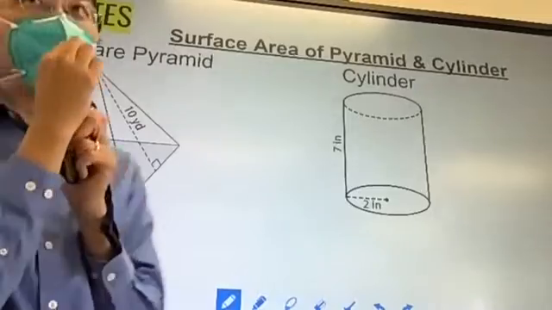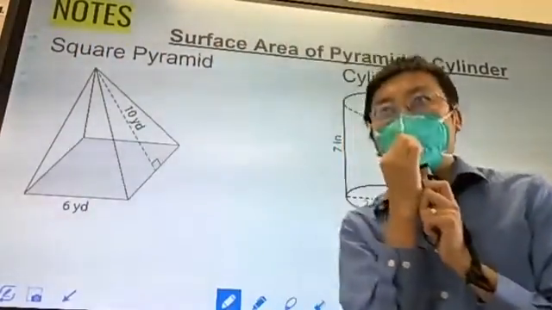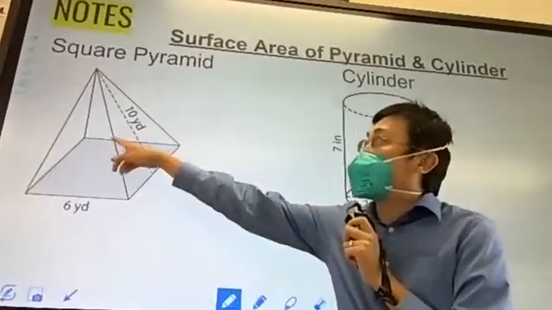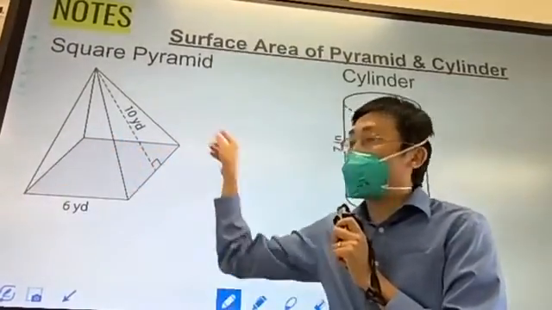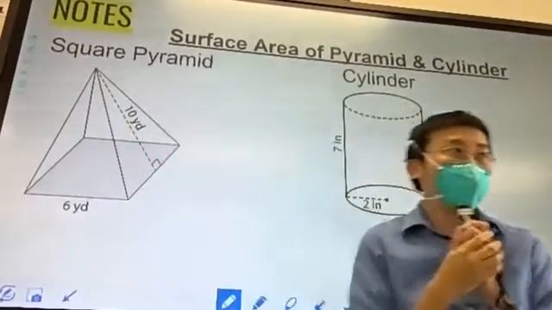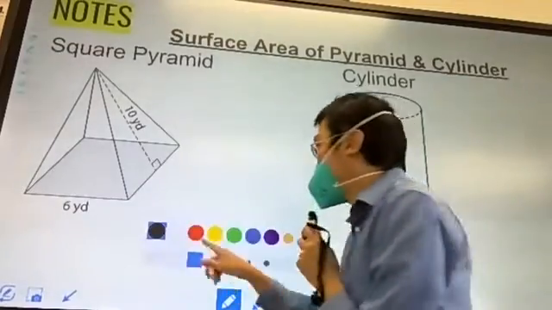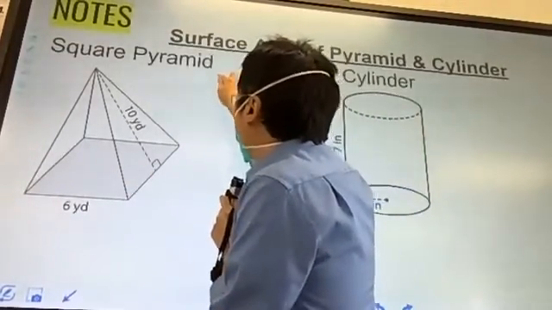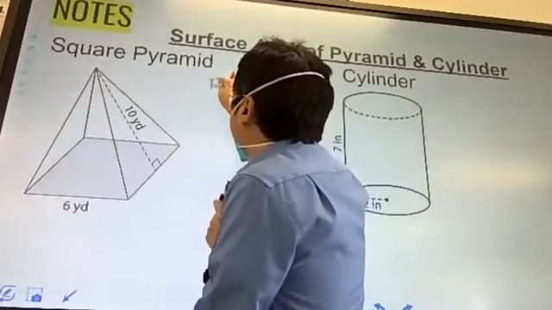There's other pyramid names like rectangular pyramid or triangular pyramid. It just means the base is different. So a rectangular pyramid would have a rectangle base, a triangular pyramid would have a triangle base, and a square pyramid has a square base. So we're going to start first with the square. It's one of the 5 faces. So that's the bottom.